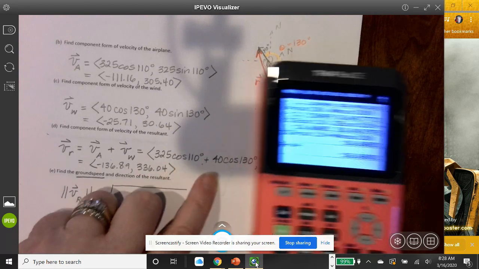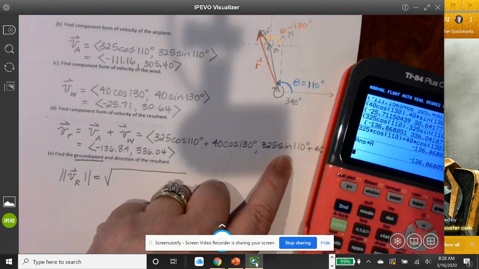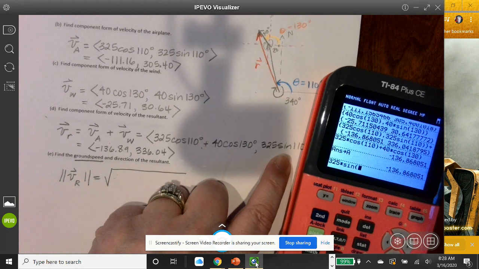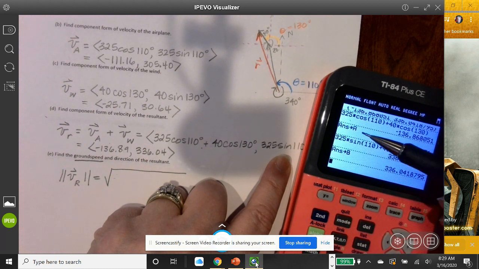And then I'm going to store the component for the resultant. 325 times the sine of 110 plus 40 times the sine of 130. Close this here. And I'm going to store that, stow alpha B. Oops, I've made it an E. I want an alpha B. There it is. So I've got the x component stored in A, the y component stored in B.